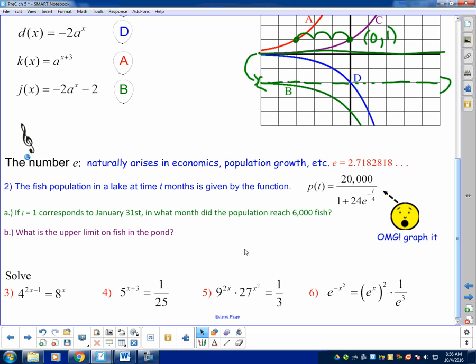You've probably come across this in your biology class. We've talked about steady state, equilibrium state of a population. Well, you're given a function. This is what we call the logistics function. You'll study this also in calculus a little bit.